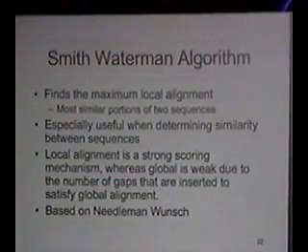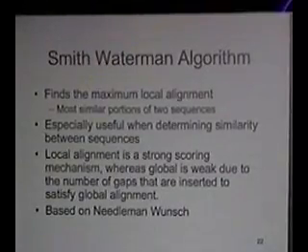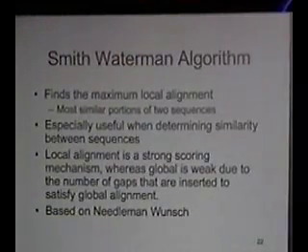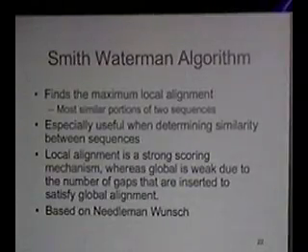Local alignment has a strong scoring mechanism, whereas global is weak because of the number of gaps that may be inserted into the global alignment. So local alignment algorithms are used a lot to search the database to understand which species are the most similar to others and things like that.